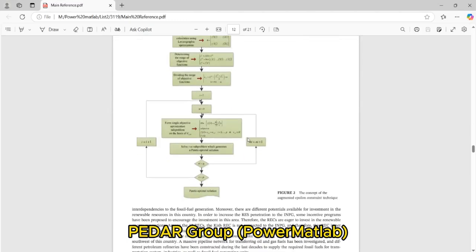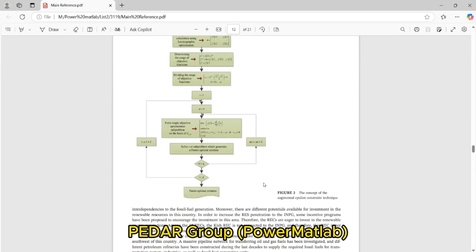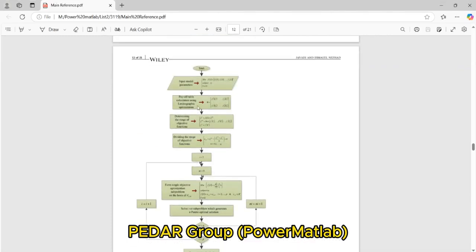The flowchart of the process of generation and transmission expansion planning is discussed in detail in the flowchart of figure 2, so you can see all procedures of the generation and transmission expansion planning when we want to dynamically coordinate generation expansion planning and transmission expansion planning.